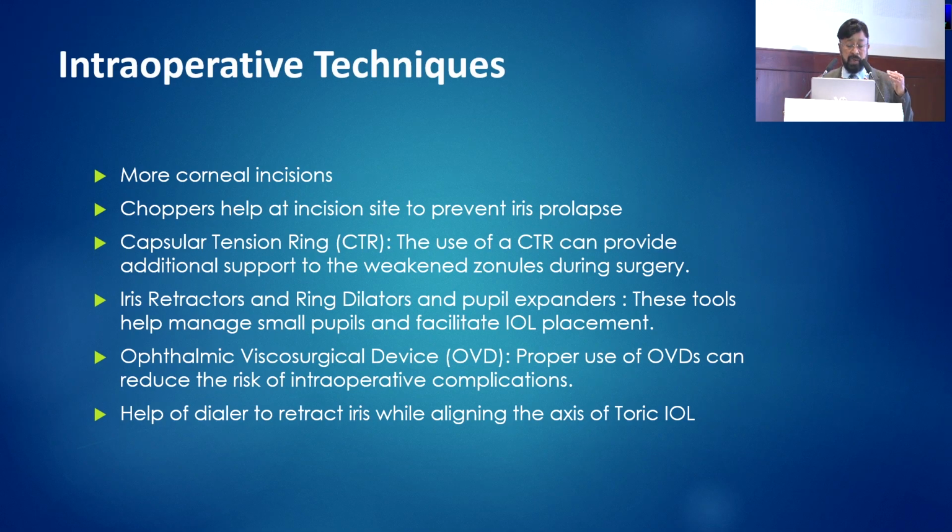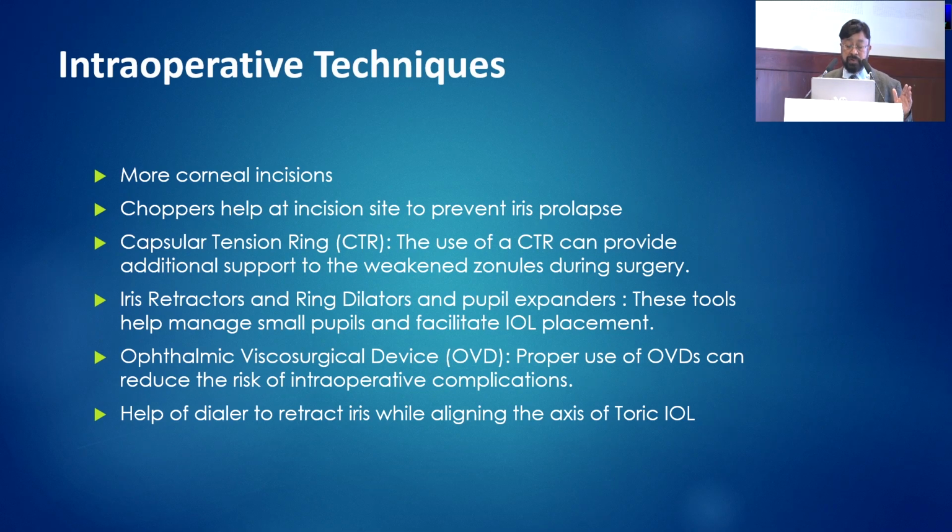As an intraoperative technique, a more corneal incision should be given, because the pupil is not going to dilate fully, so you have to be a little more corneal. The choppers help at the incision site to prevent iris prolapse. You have to keep the chopper at that site. I'll just show you in my video.